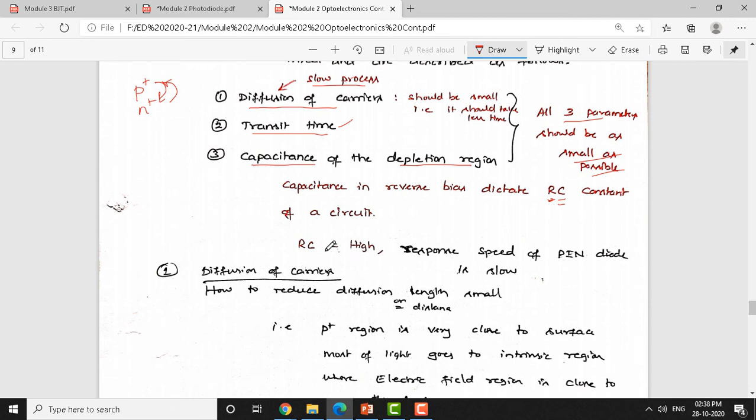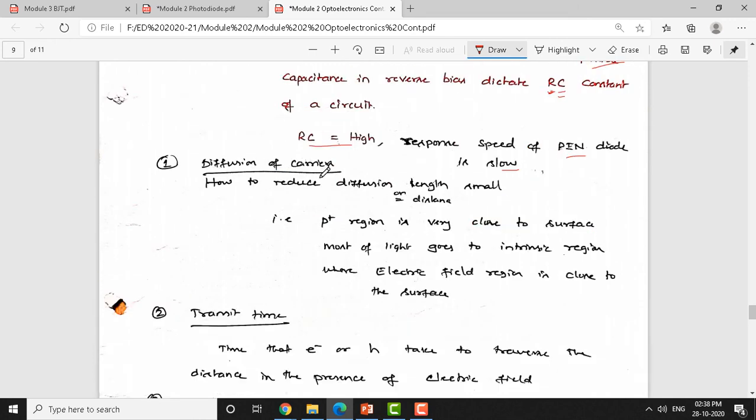Since the RC time constant is very high, the response speed will become very low. The response speed of the pin diode will be very slow because of the high RC time constant. Now, let us go into more detail on these three parameters. Diffusion of carriers: you can see how to reduce the diffusion length or diffusion distance. Here you can make the p plus region very thin, and since it is very close to the surface, light can directly fall on this, and this process of diffusion can be speeded up here.